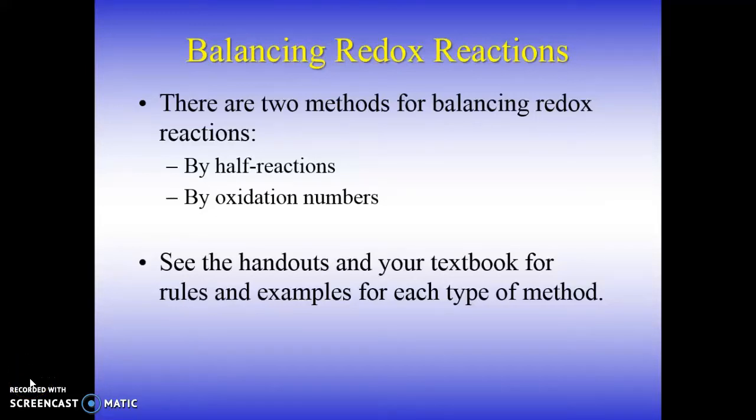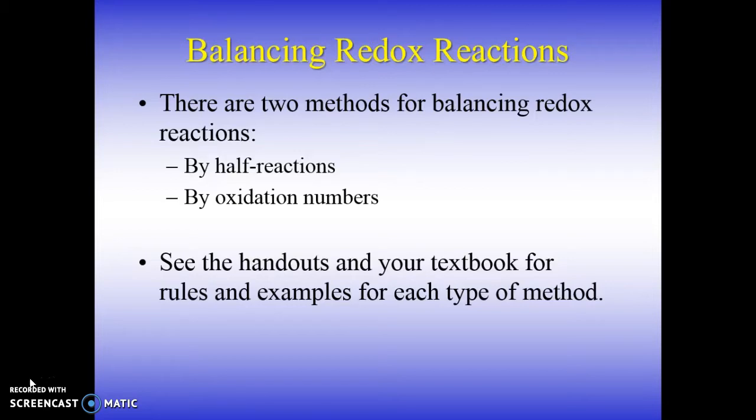So in this video, I'm going to go through a couple of examples of how to balance more complicated redox reactions. Before I do that, I want you to pause the video, and I need you to print out some instruction sheets, some rules for balancing. There are two methods of balancing, half reaction and oxidation number.